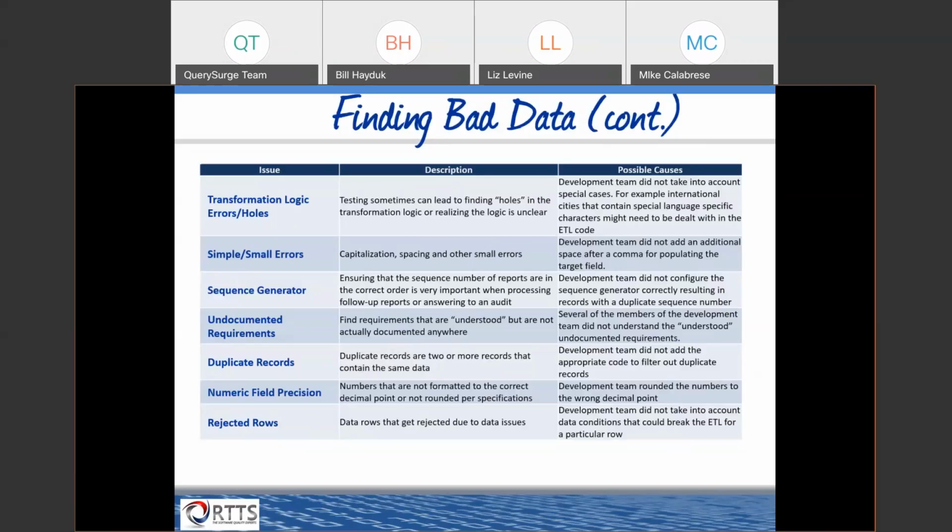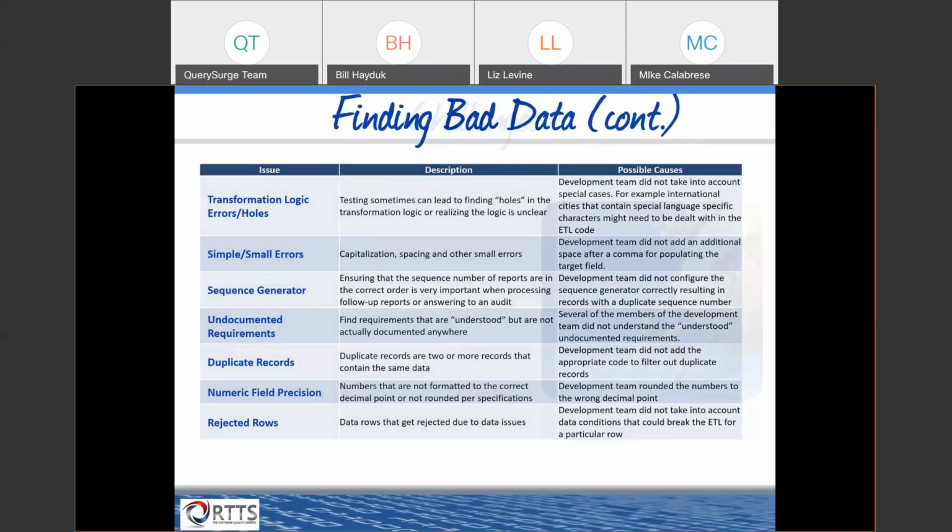And as we talked about earlier with data quality, rejected rows: making sure that data coming into the system that is invalid or has some issues is properly rejected. It's not breaking the entire ETL process. It's being reported, and then the jobs themselves are moving on.